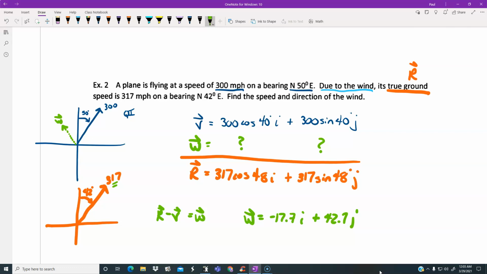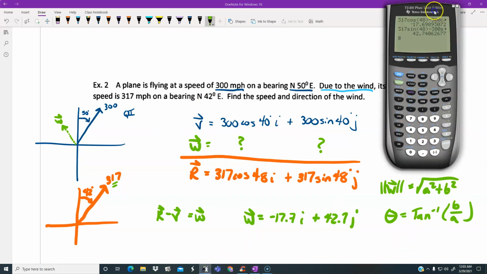Now we would just go ahead and calculate its magnitude, which would be the square root of a squared plus b squared. And you would also find its direction, by doing the inverse tangent of b over a. Now keep in mind that's going to give you a reference angle. It's not going to give you the bearing, which is what the answer is going to need to be. So let's take a look at what those two answers would be.